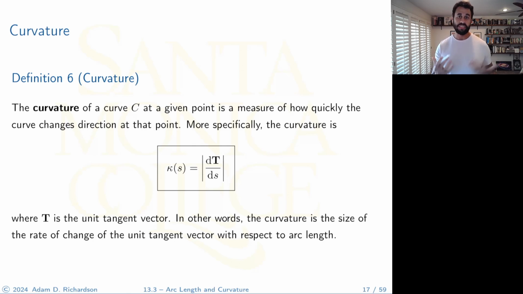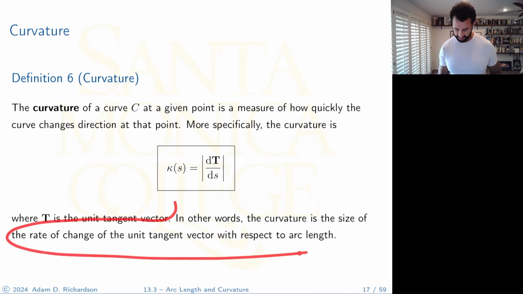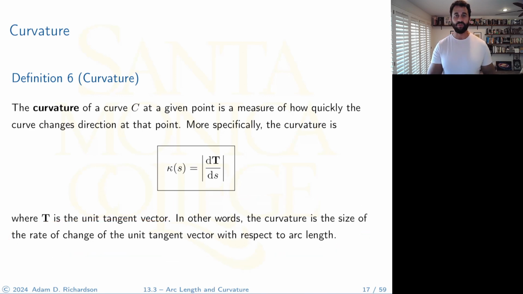It's a measure of how quickly the tangent vector is changing direction. More specifically, it's defined like so. This is the Greek letter kappa. So kappa of s is the length of dT/ds, where T is the unit tangent vector. And it's always nice to phrase things in straight language, right? In other words, we're saying the curvature is the size of the rate of change of the unit tangent vector with respect to arc length.